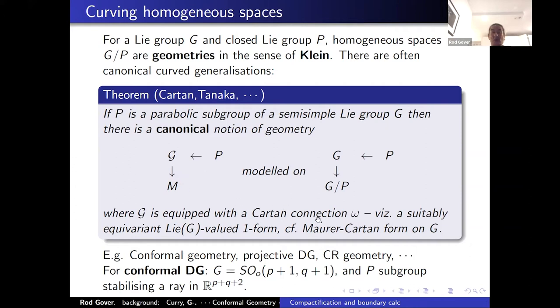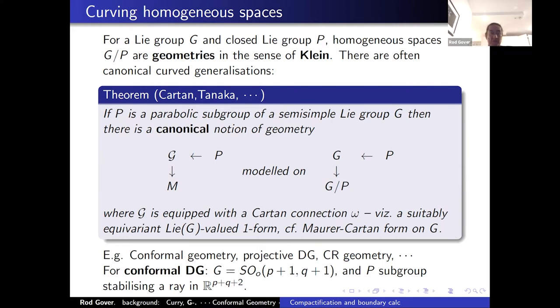But this should also be equipped with a Cartan connection. Now, over here in the homogeneous picture, you have the Maurer-Cartan form on G. This is a Lie G valued one form on G. So a Cartan connection over in the curved picture on this curly G is also a Lie G valued one form, which gives a total parallelism, but it just has weaker equivariance properties than the Maurer-Cartan form on G. So that's what a Cartan geometry is.